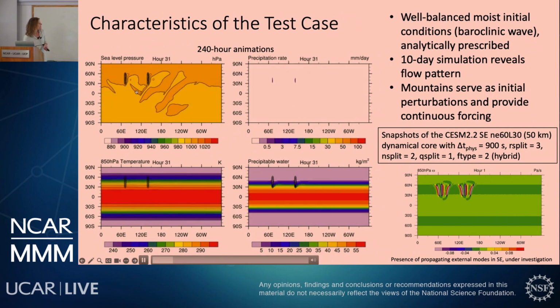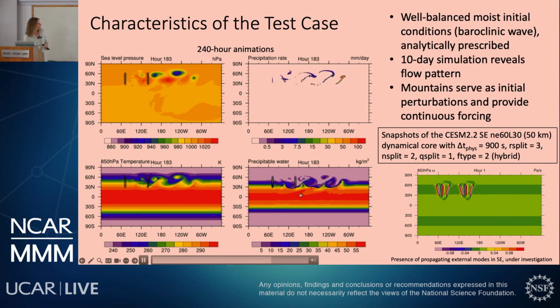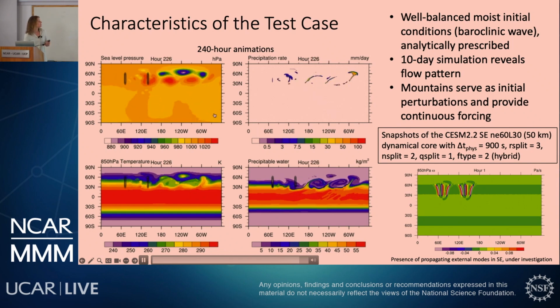And here is, when I just play this, how the test case looks. So we have the mountains down here in contour, the sea level pressure. We see some precipitation developing after a couple of days. So this is now in hours. We have a temperature evolution at 850 with typical temperature fronts. Here's the water vapor. And this is just a 10-day simulation. So this is really how the test case goes.